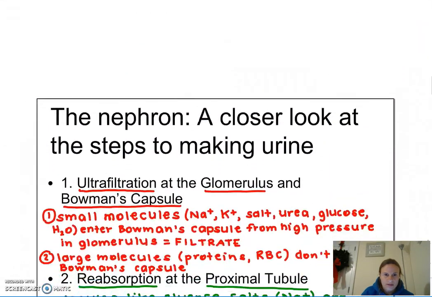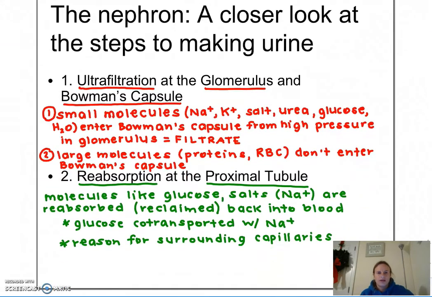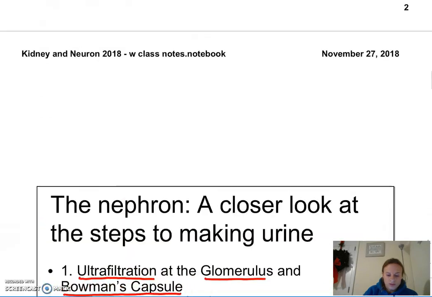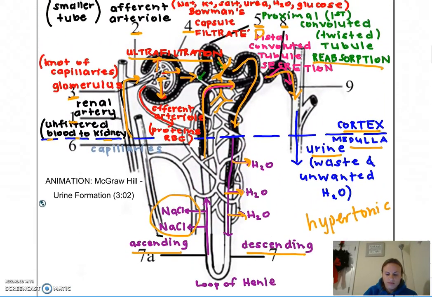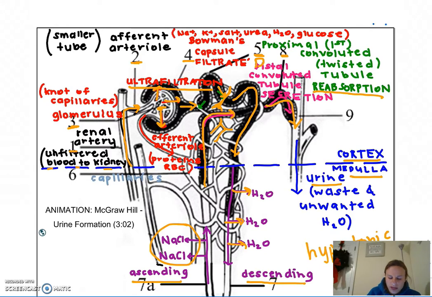Let's take some notes now on the steps of making urine. You're going to have ultrafiltration occurring at the glomerulus and Bowman's capsule. The small molecules are going to enter the Bowman's capsule from the glomerulus, and now it's called filtrate. Large molecules such as proteins and red blood cells are not going to be able to be filtered from the glomerulus to Bowman's capsule. Those larger molecules, those proteins, those red blood cells, are going to leave via the afferent arteriole, and they're going to stay in the blood.